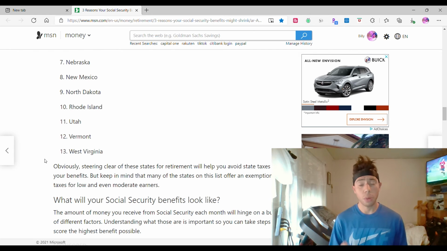Now, what will your Social Security benefits look like? If you follow these steps, you could get the most money from your Social Security benefits, depending on whether you live in a state that taxes them, how much you actually earn, and what age you actually retire. There might be other ways, but these are three simple reasons why most people see a reduction and why their benefits shrink, and why you should consider following these three steps to not see it shrink.